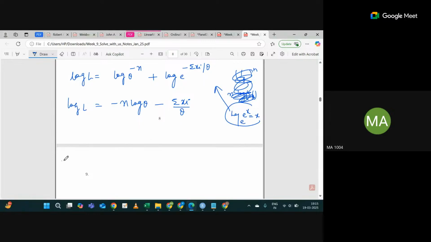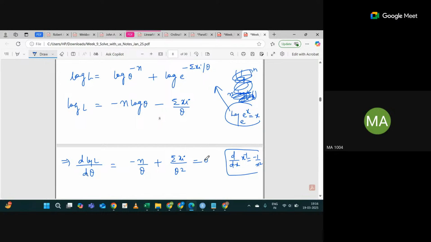What is the next step? I have to differentiate with respect to theta. So this will be minus n by theta, and here what you will get? Plus summation xi upon theta square. Differentiation of 1 upon x is nothing but minus 1 upon x square. So minus will be plus. This will be summation of xi upon theta square. Would you agree with me?